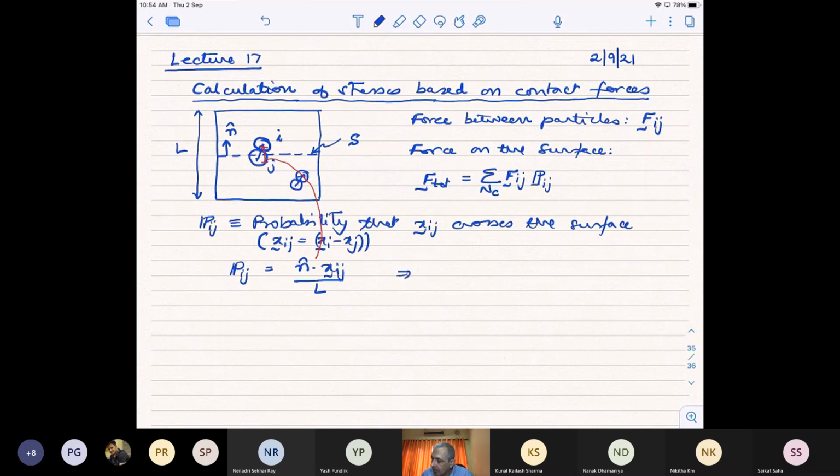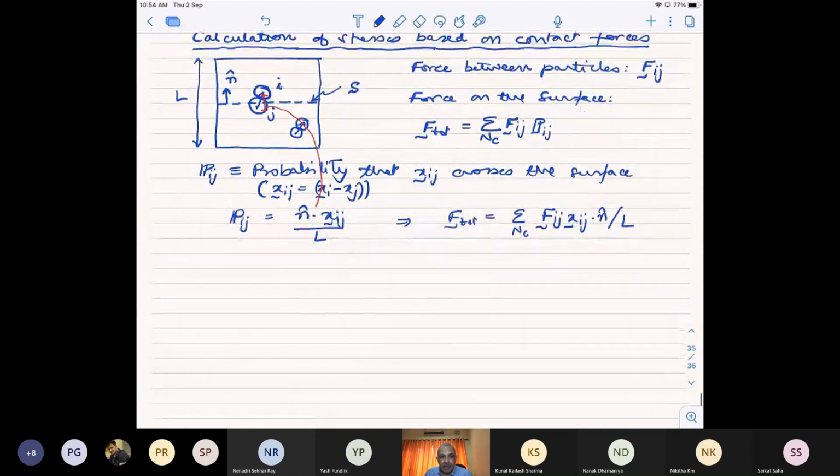And once we know Pij, then our total force that is acting across the surface is just equal to the sum over all the contacts of Fij into, I'm going to write this as Xij dot n, because the order of taking dot product doesn't matter between two vectors. So this is what it is, and this is just divided by L. So this is the total force that is acting on that surface.